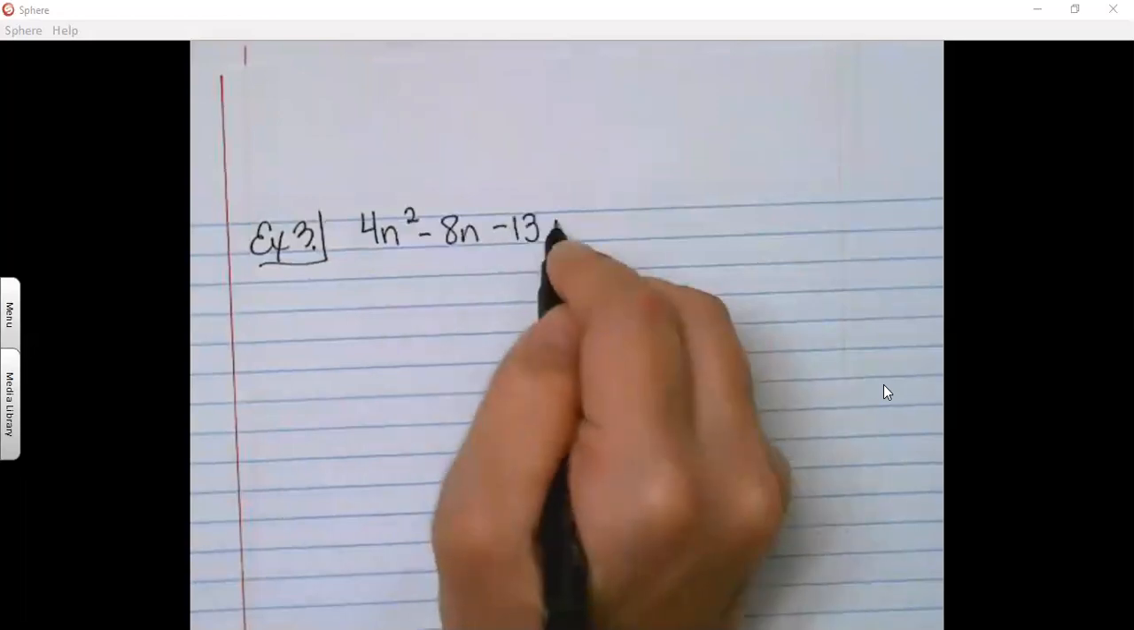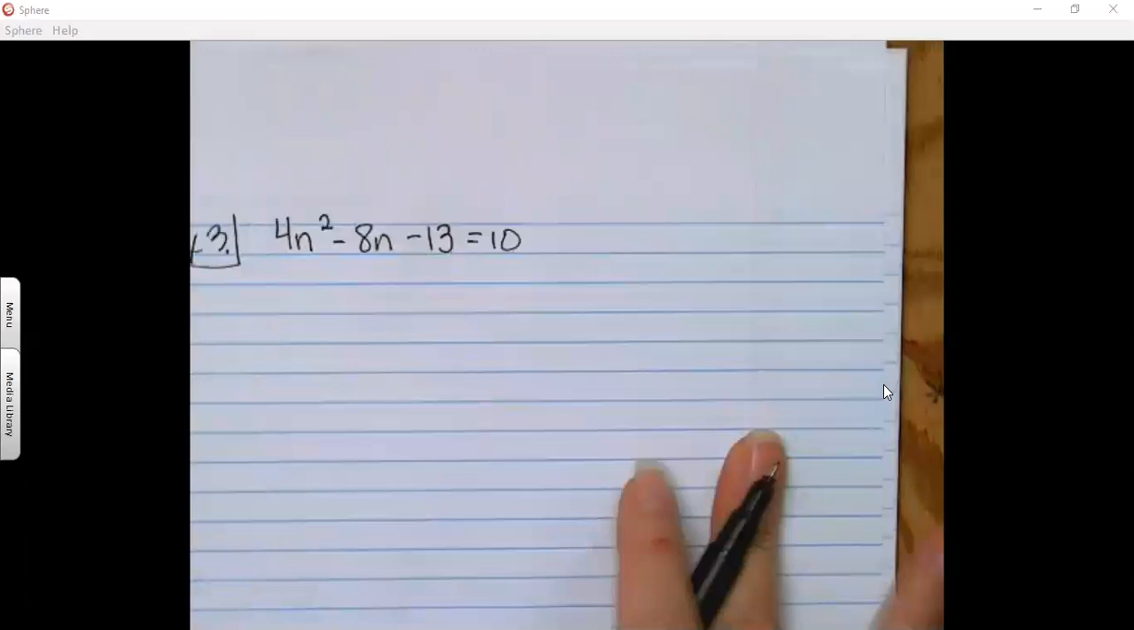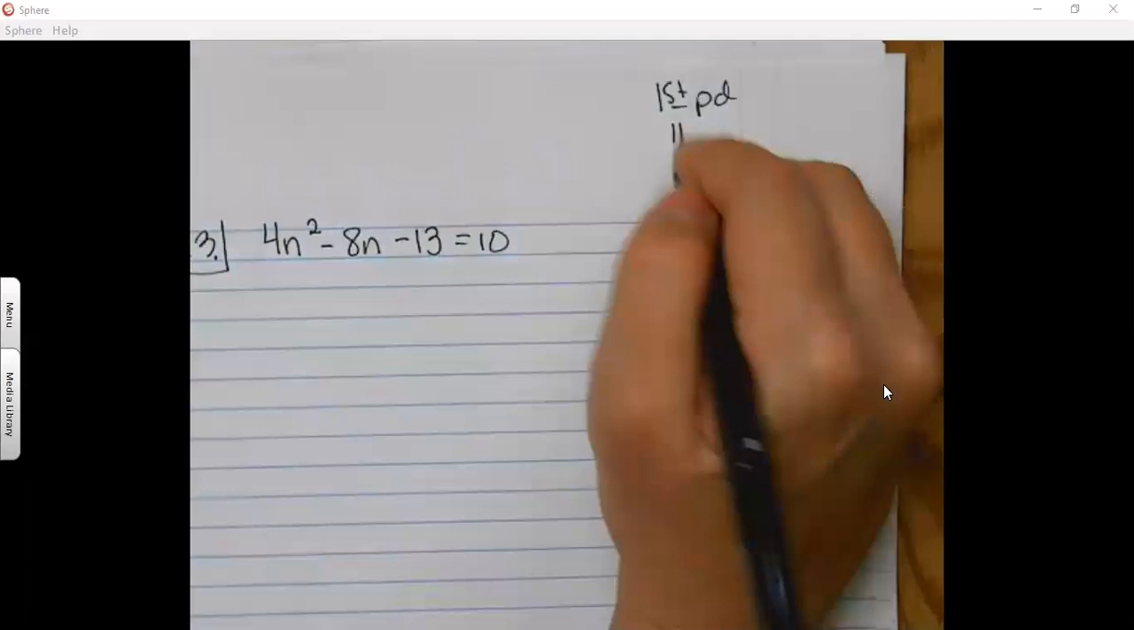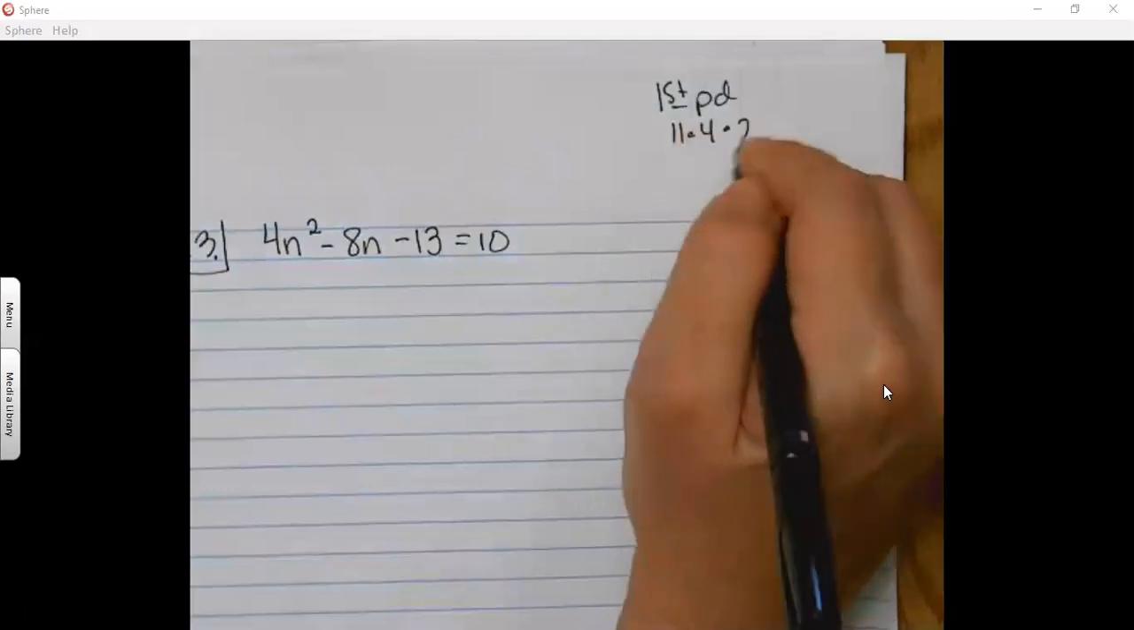Also, if you're new to me and you're used to using notes on your tests, in my class, you cannot use notes on your test. You have to know how to do the problems without your notes. You might have to study. That's okay.